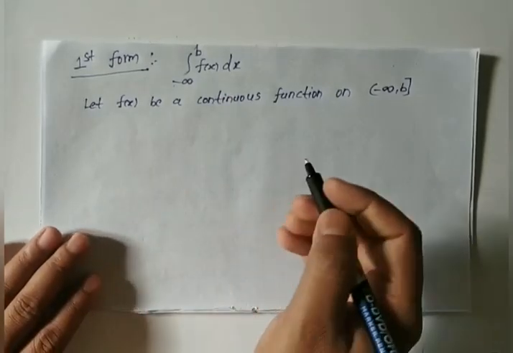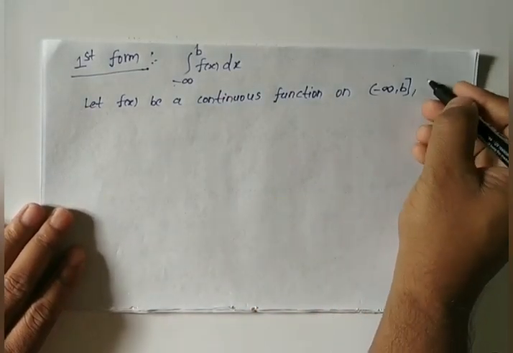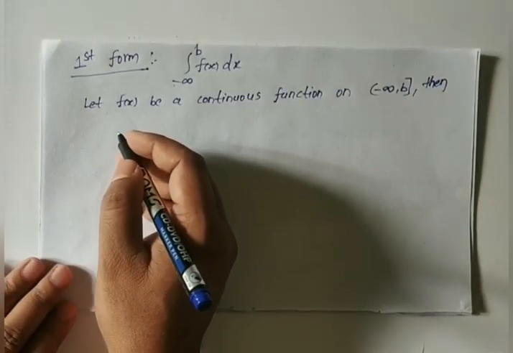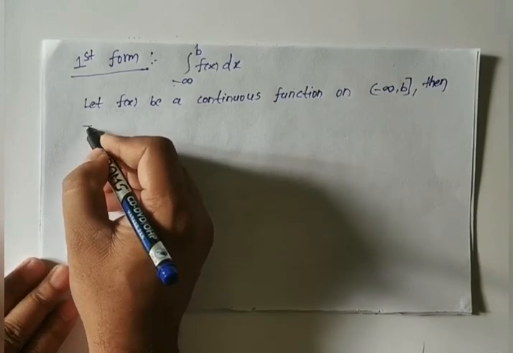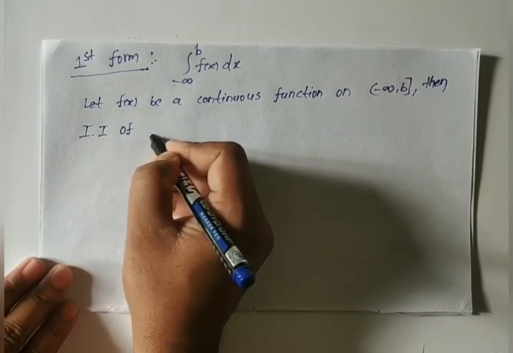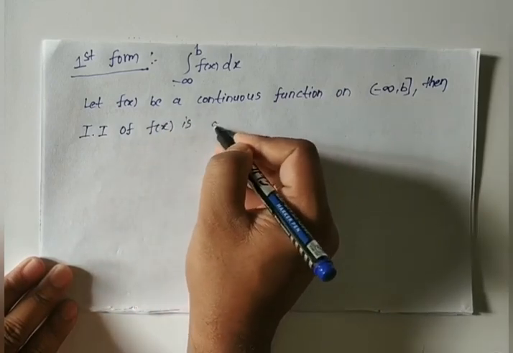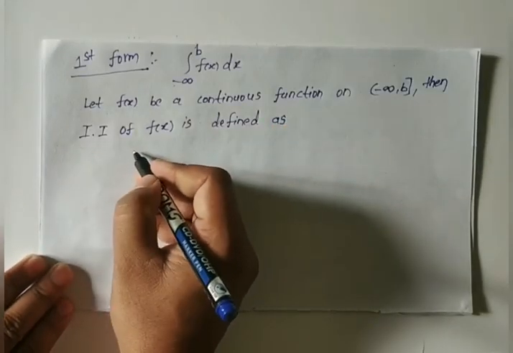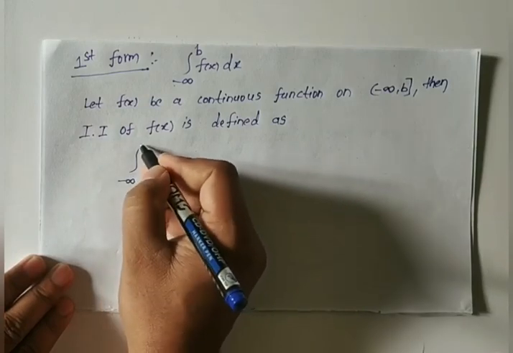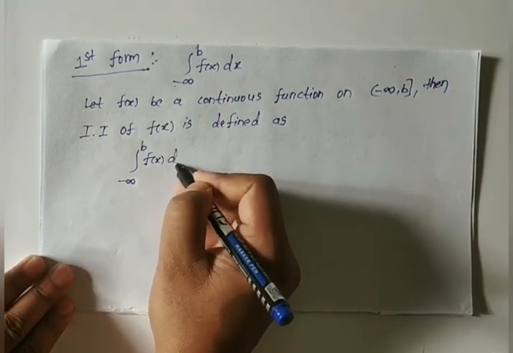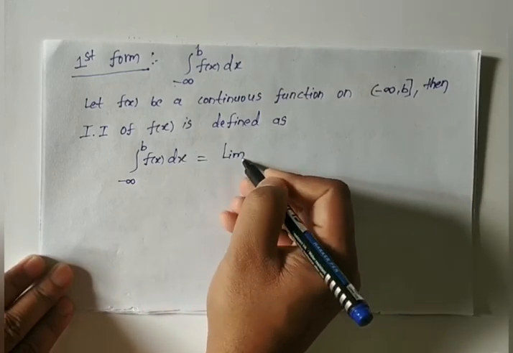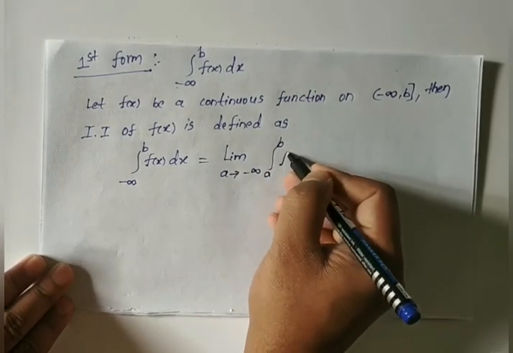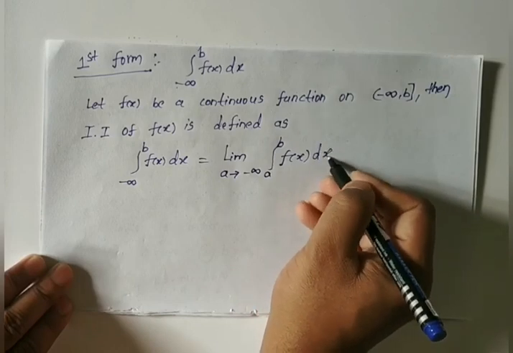Then the improper integral of f of x is defined as: integral from minus infinity to b f of x dx is equal to the limit as a tends to minus infinity of the integral from a to b f of x dx.